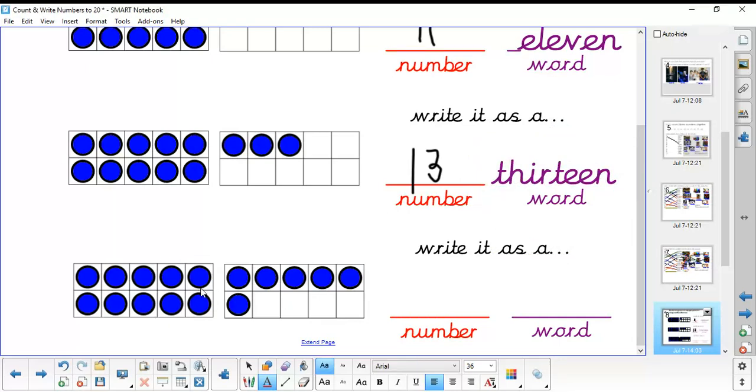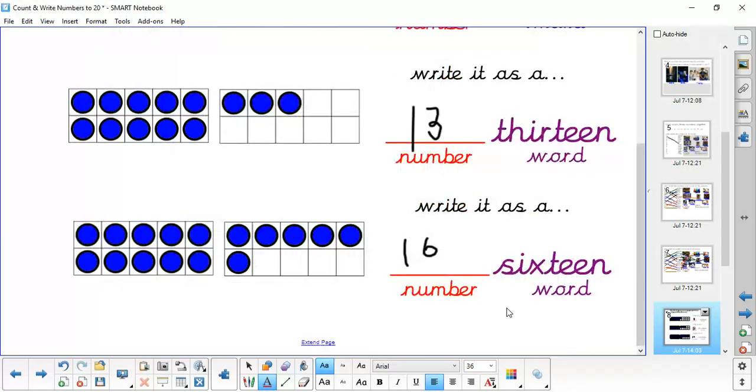Have a go at the last one. Pause the video. Okay, so it's 10 again, so we're starting from 10, I'm going to count up. So we've got 11, 12, 13, 14, 15, and 16. And if I was going to write that as a number, it would be 1 ten and 6 ones. And if I was going to write it as a word, it will be sixteen. Nope, here we go, sixteen just there.